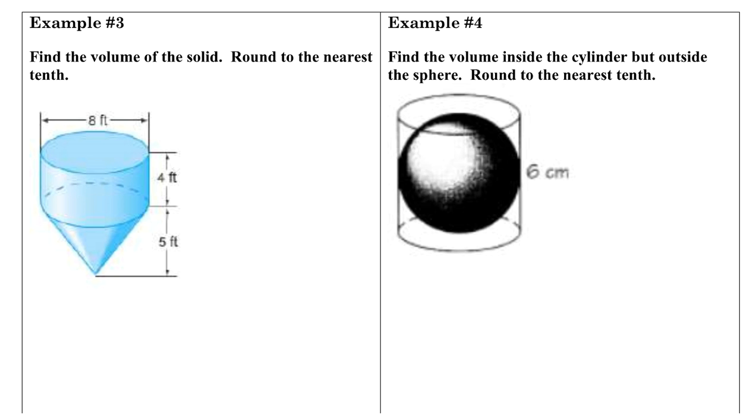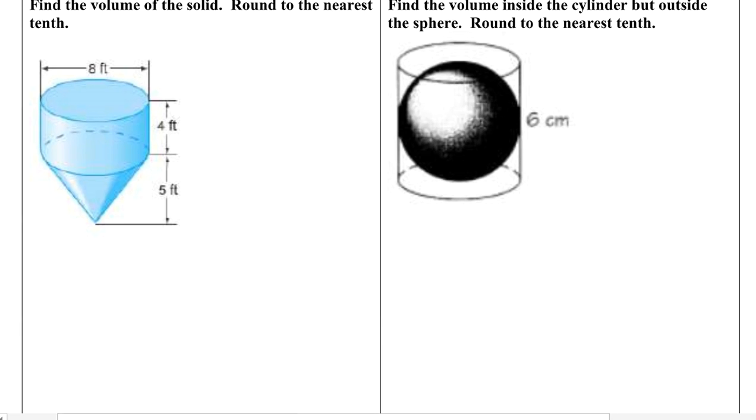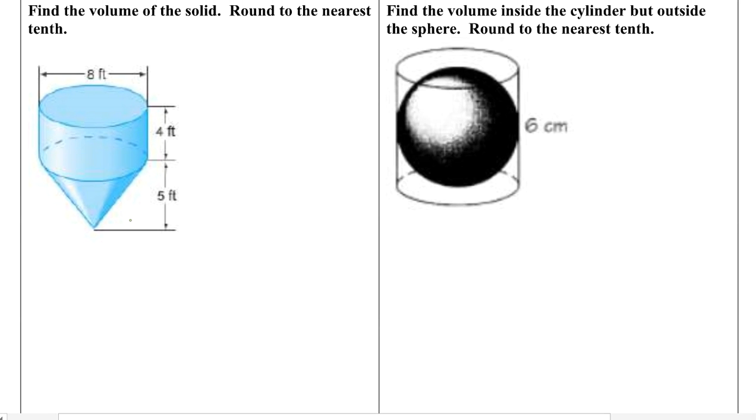Sometimes we'll have figures that are sitting on top of one another to create a whole new shape. So if we look at example 3, we are going to find the volume of our solid and round to the nearest tenth. So I see here that I have a cylinder with a cone attached to it. So I'm first going to find the volume of my cylinder, and then I'm going to find the volume of my cone. Now remember, these have two separate formulas, so be careful not to use the wrong one.